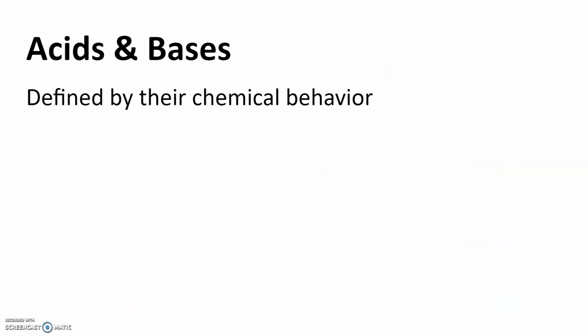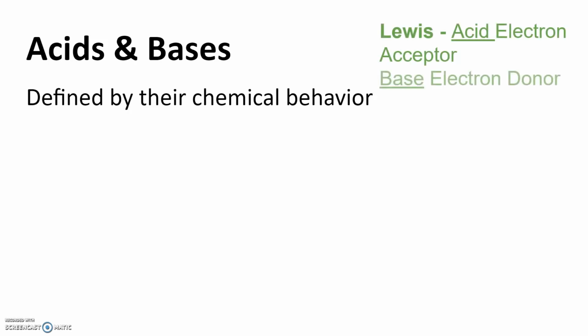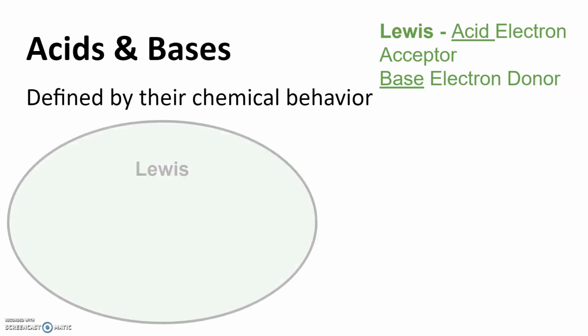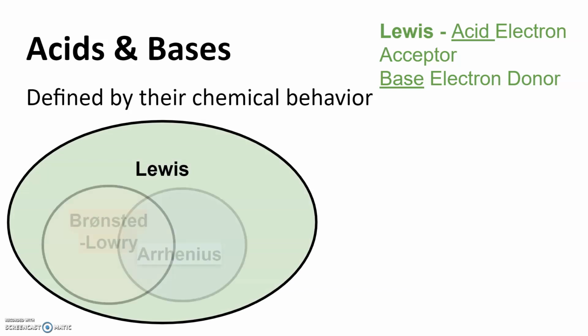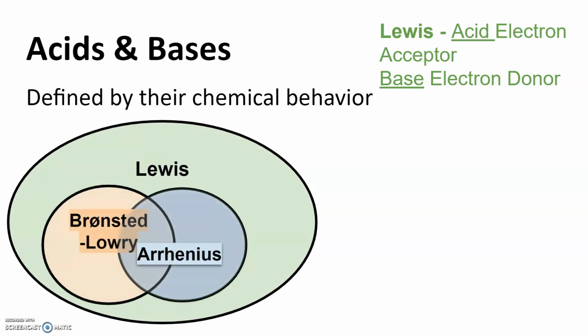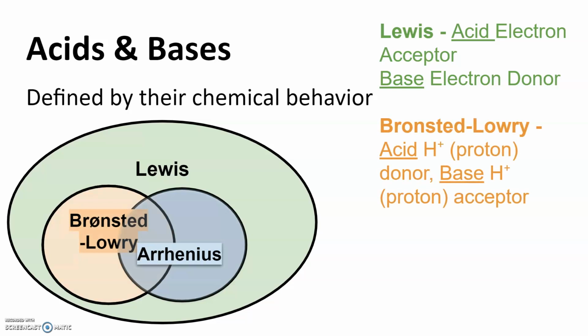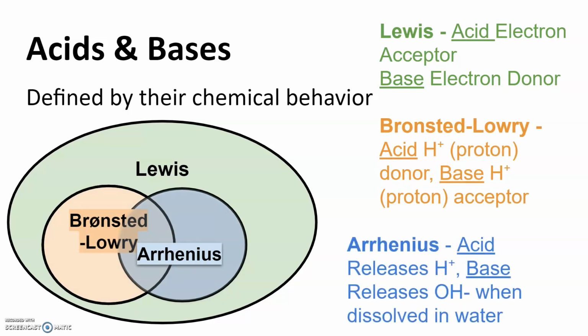Okay, so now that we talked about how to recognize them, what are the definitions of acids and bases? Really, they're defined by their chemical behavior. There are three definitions that are used to describe acids and bases. Lewis' acid and base definition involves donation and acceptance of electrons, and that's sort of the broad definition. And within that definition, there are two types, Bronsted-Lowry and Arrhenius.